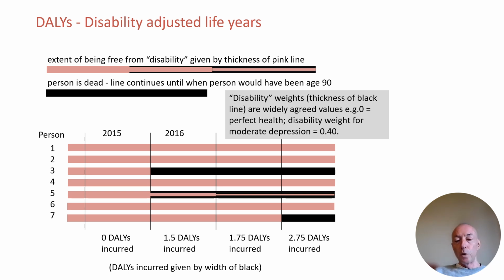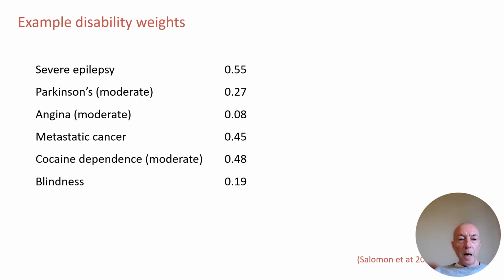And the disability weight, for example, for moderate depression is 0.4. So these disability weights, the greater the value, the higher the disability. Whilst with the qualities, the higher utility, the closer to perfect quality of life. And this shows some other examples of disability weights. Severe epilepsy, 0.55, Parkinson's, 0.27, moderate angina, 0.08, metastatic cancer, 0.45, cocaine dependence, moderate at 0.48, and blindness at 0.19.